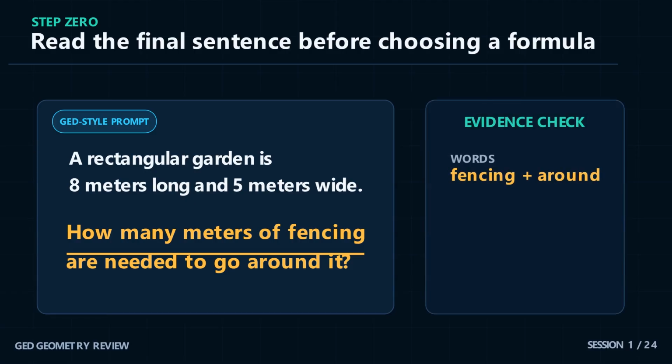So, this is a perimeter question. We have not calculated anything yet. That is intentional. First, identify what the answer represents. If the same garden asked for grass seed to cover the ground, the dimensions would stay the same, but the target would change to area.